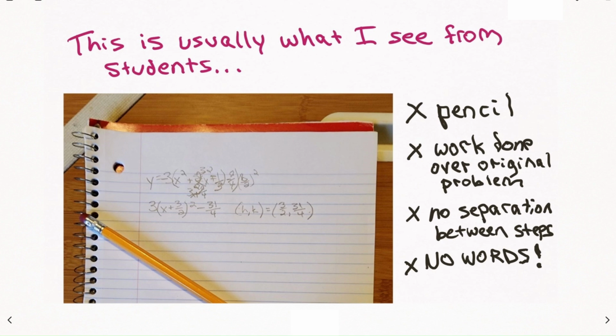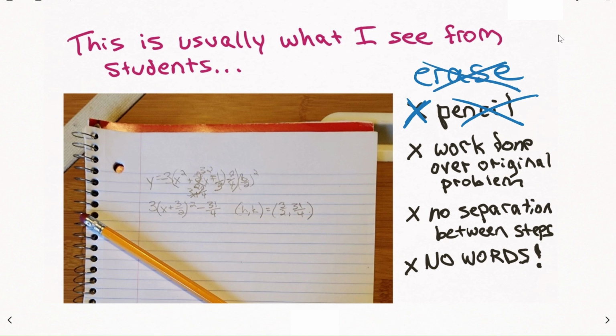So here are some major problems that I always see with many students. They do their work. First of all, they do the work in pencil. Don't do your work in pencil. That is ridiculous. Because you know why students do their work in pencil? Because they like to be able to erase. And erasing is bad. Do not erase things.